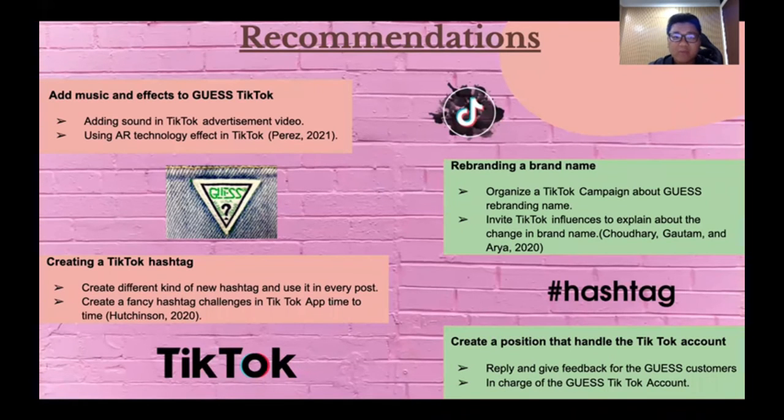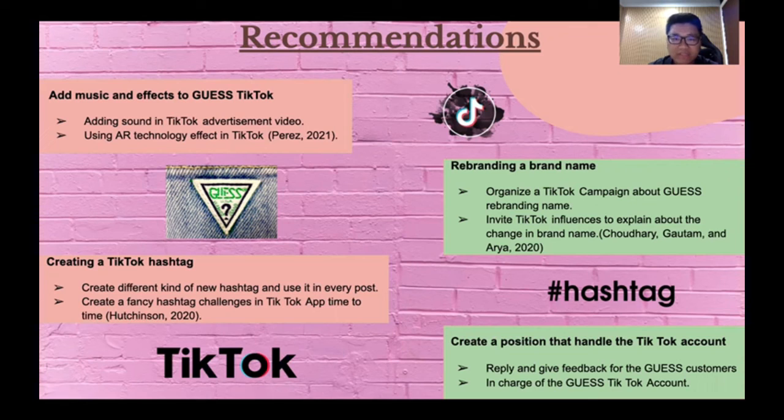For the next part will be the recommendations for Guess company. Recommendations are needed because they can help Guess company to improve their issues now or in the future. The first recommendation is adding music and effects to Guess TikTok. Adding sound in the Guess advertisement helps attract more customers to watch and enjoy their video. Besides that, the effect that I recommend for Guess company is using the AR technology effect in TikTok. By using the AR technology effect, Guess company can let their potential customers try products online.